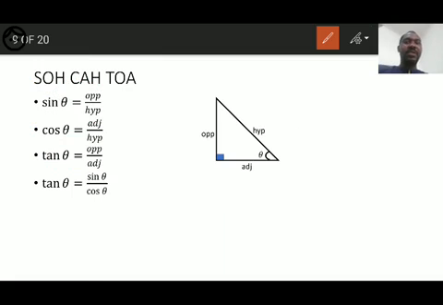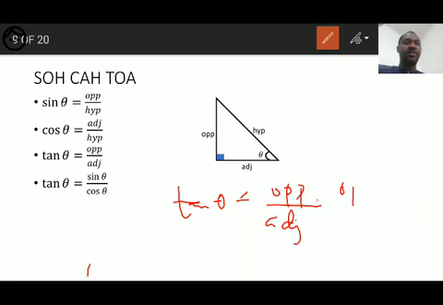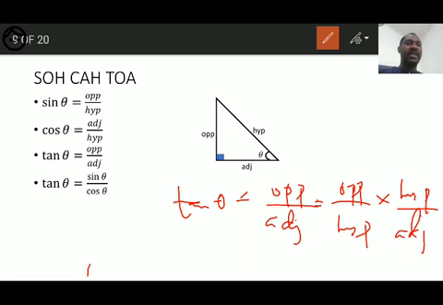Now, we can also see by relationship that tan theta is sine theta over cos theta. That should not surprise us, okay? Because remember, if you say tan theta is equal to opposite over adjacent, it's the same thing as saying opposite over hypotenuse, okay, times hypotenuse over adjacent, okay? It's the same thing as saying that.